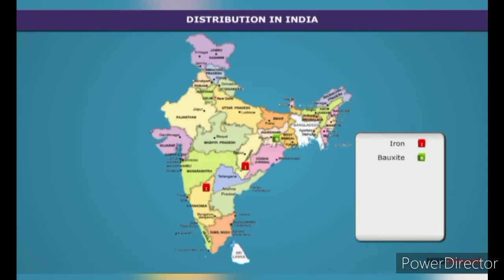Bauxite. Aluminium is obtained from bauxite. The deposits of this valuable ore in India are widely distributed. India has vast reserves of bauxite. Jharkhand, Orissa, Andhra Pradesh, Bihar, Gujarat, and Madhya Pradesh are the major producers of bauxite.